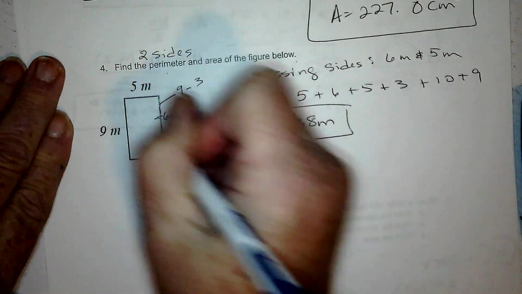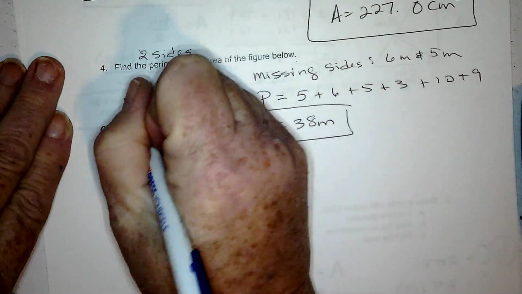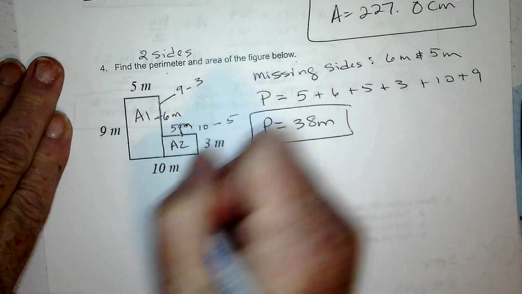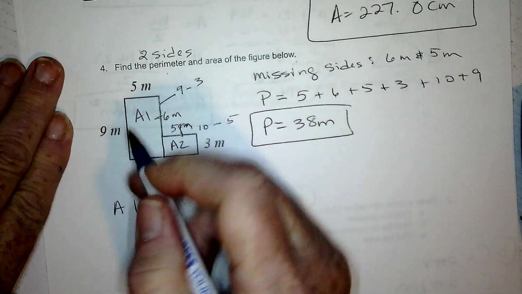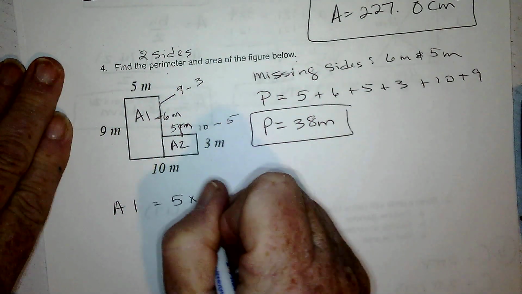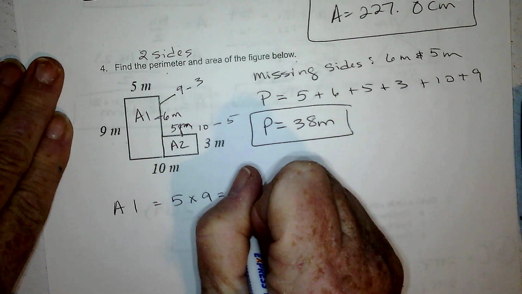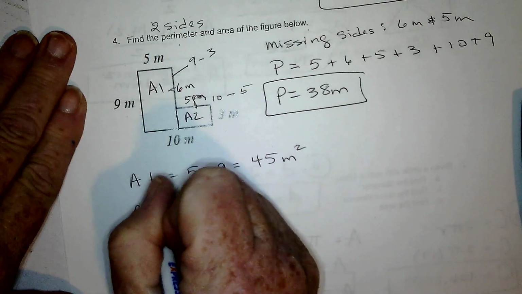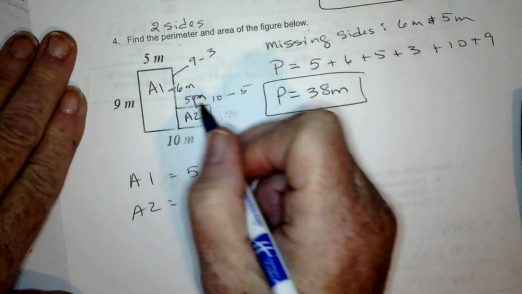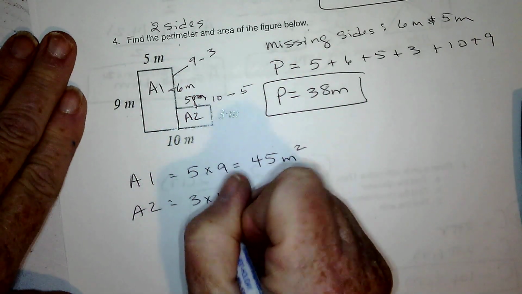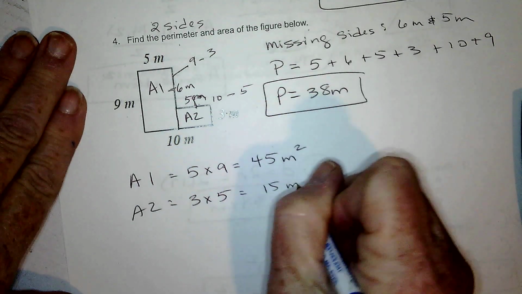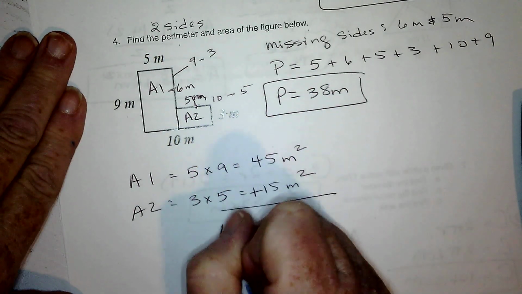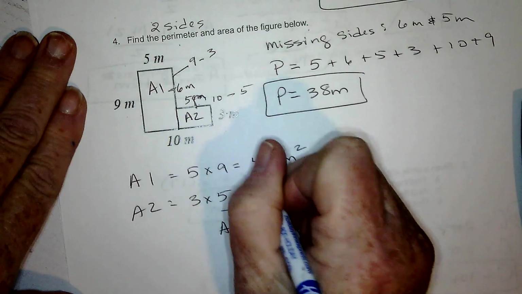And last is the area. So I'm going to break this into area 1 and area 2. Area 1 is 5 times 9, because it's length times width. It's a rectangle. Meters squared. Area 2 is 3 times 5. And last, to find the entire area, you have to add those two up.